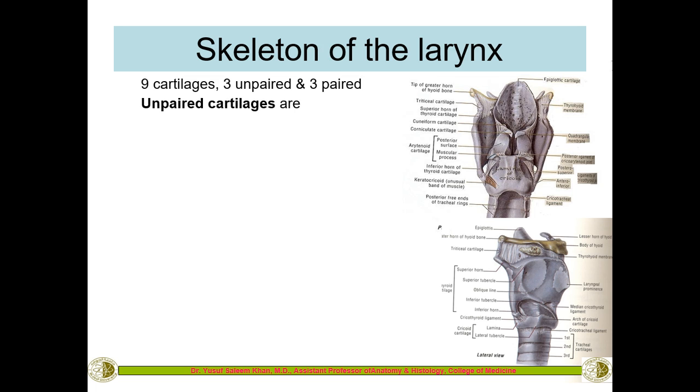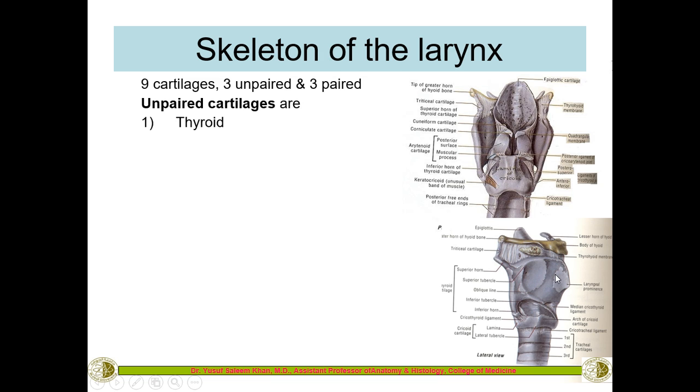Which are the unpaired cartilages? We will first discuss the unpaired cartilages, then the paired cartilages. The first one is the thyroid cartilage. Here you can see the side view and this is the posterior view. We will be seeing most of the views of the larynx from the posterior side because it is seen much more clearly from behind than from the front. So here you can see the thyroid cartilage, viewed from behind.